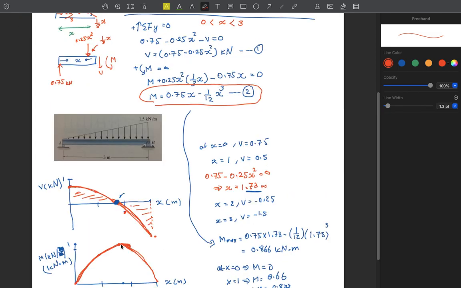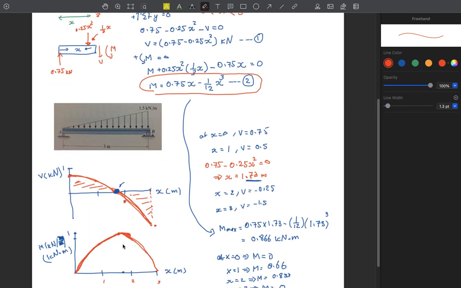Just basically see where you need to make your section, and then apply your equations of equilibrium to see how the shear forces and moment actually change across the length of the beam. That's it for today.